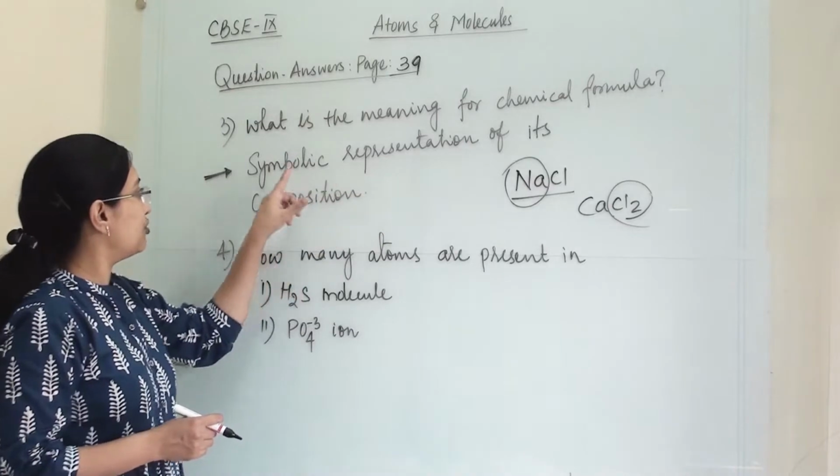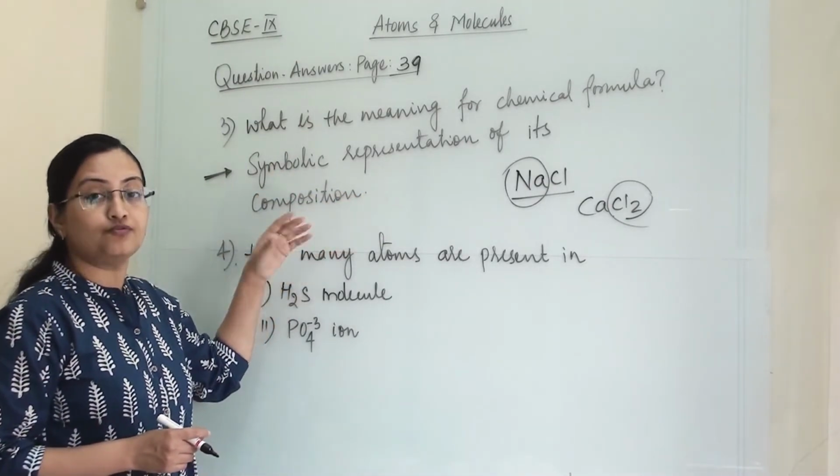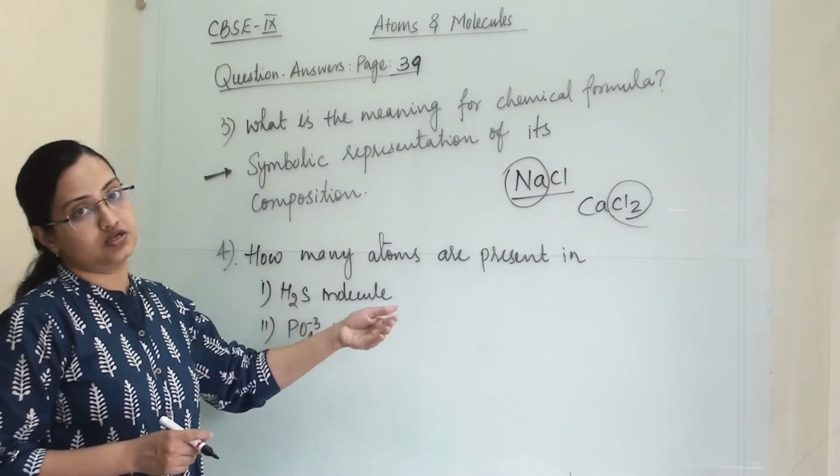So what is a chemical formula? It is a symbolic representation of its composition. Of whose composition? Of a compound's composition.